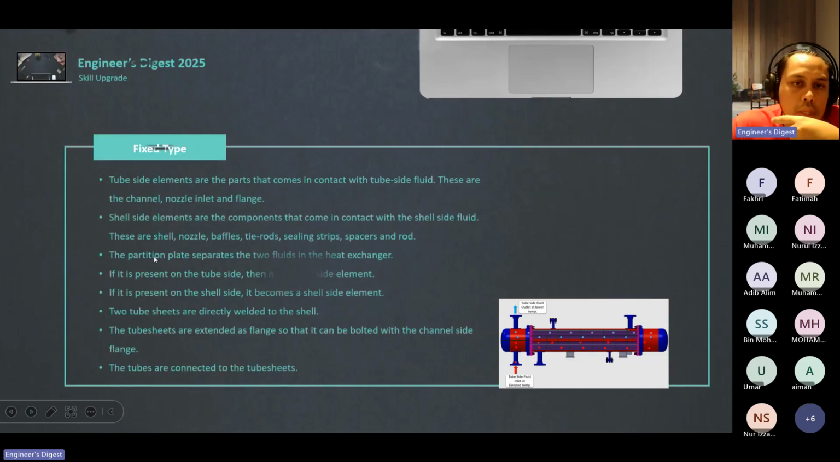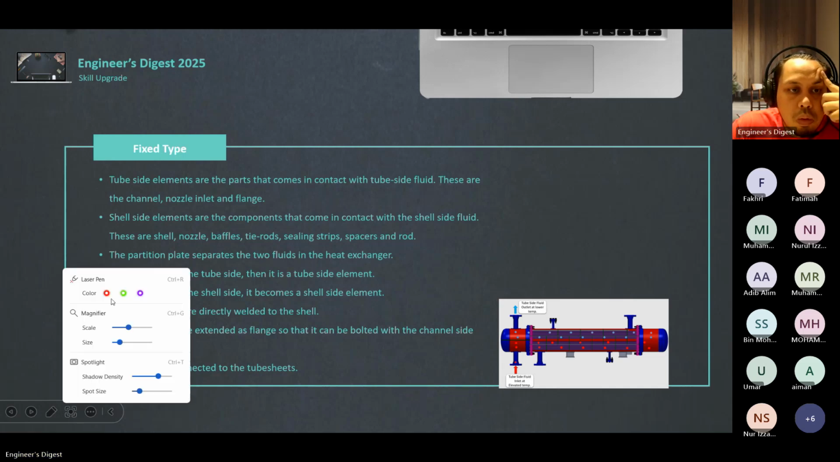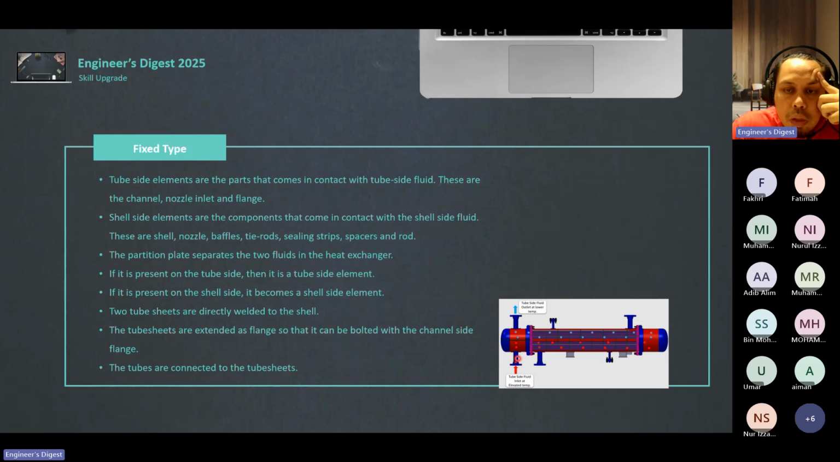Okay, try to understand. Tube side elements are the parts that come in contact with the tube side fluid. These are the channel, nozzle, inlet, and flange. Whatever fluid is coming in at the tube side, going to the flange, going to the channel, going to this tube, touching this pass partition, this is all what we call a tube side element.